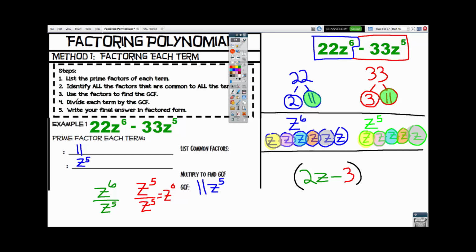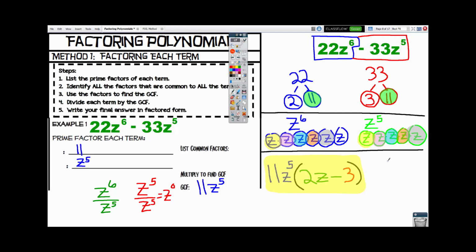Okay, so we have divided each term by the greatest common factor, and now the last step is to just write our final answer in factored form. So this is what is left over, and now we just put the greatest common factor on the outside. And there we go. I like to use the highlighting tool. Just bear with me. There we go. There is our final answer.